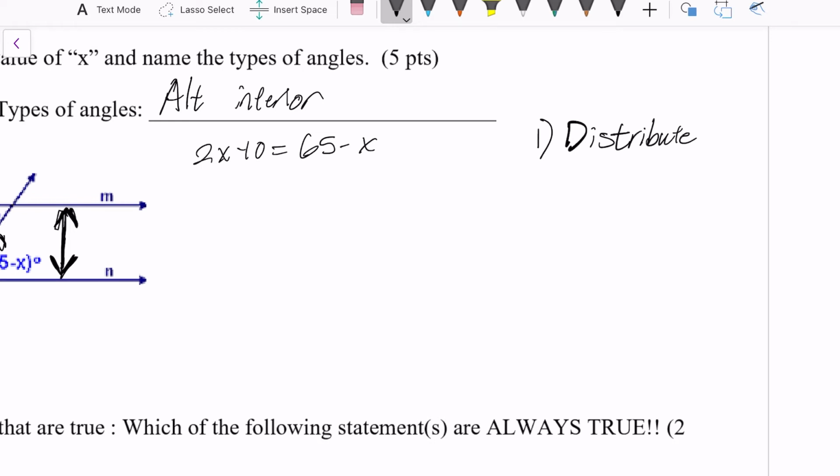Distribute. All right, I don't have any distribution that I need to do here at all, so we're good to go there.